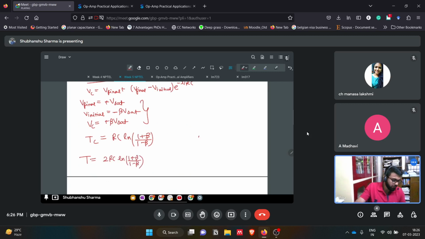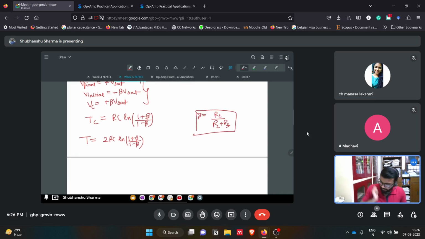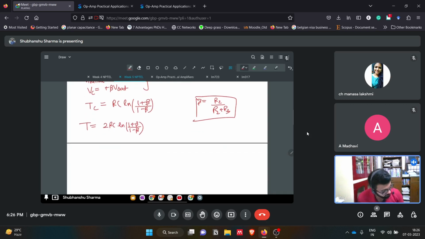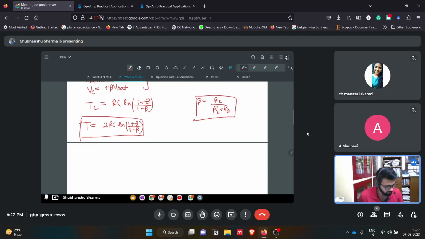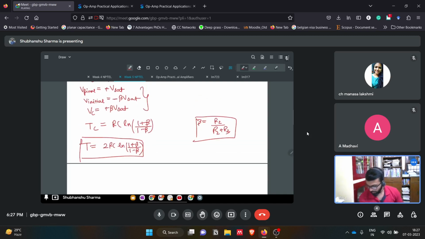Okay, so beta, what is beta here? R2 upon R2 plus R3. So this beta can change according to your feedback network. I may have some extra questions for this also, where the beta value is changing, so we'll see if possible. Okay, so this was the total time taken for charging and discharging. Now, this is fine.